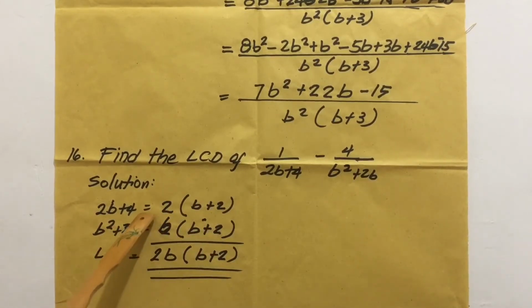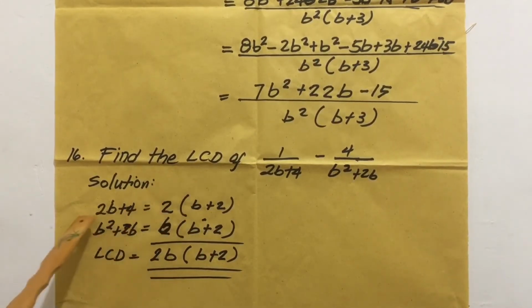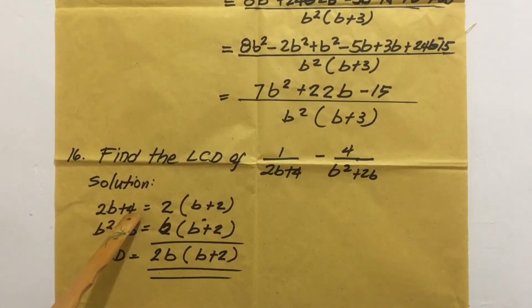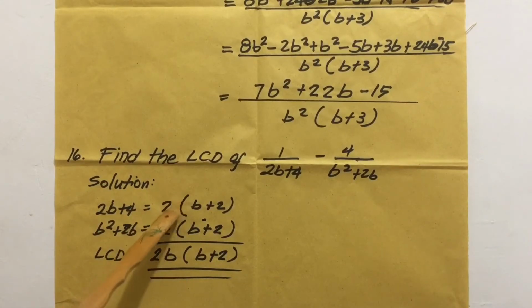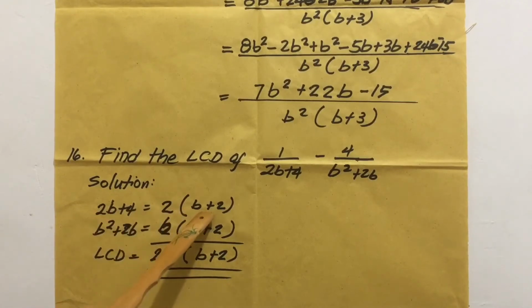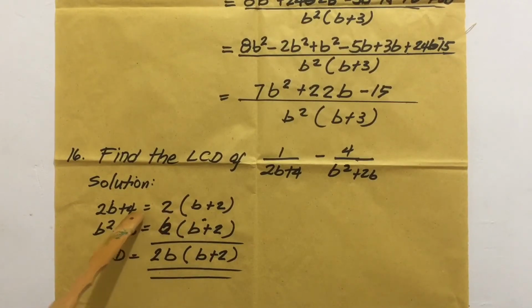Just copy equals, and we're going to find the factor of 2b plus 4. The common factor for 2 and 4 is 2. Then after identifying the parenthesis, 2b divided by 2 equals b, then 4 divided by 2 equals 2. So that's the factor.